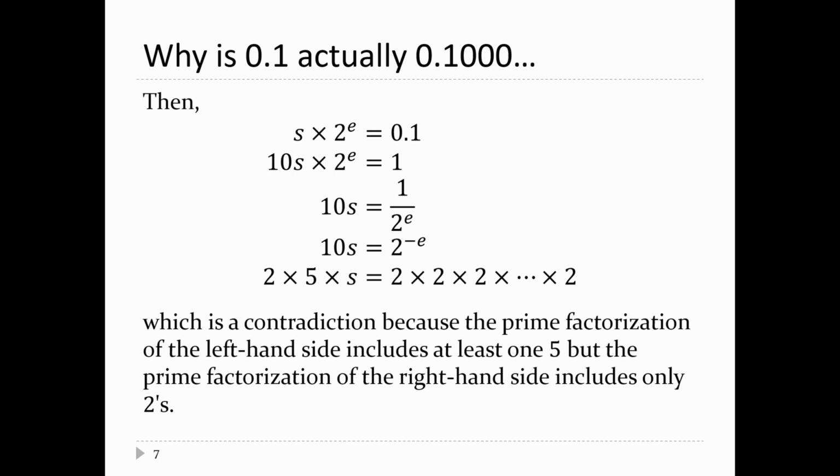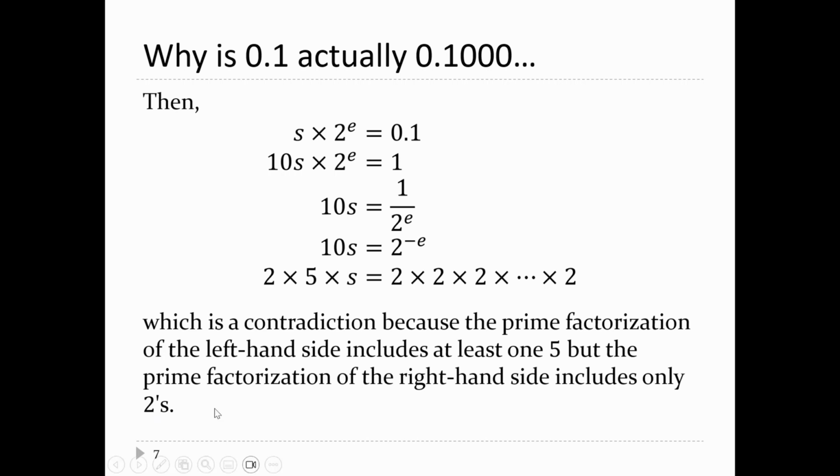So on the right-hand side, the prime factorization is all 2s. I've got something that's all 2s. On the left-hand side, the prime factorization includes at least one 5. Therefore, there is no way that I can find an integer value s such that this equation is true. There's no way to make the prime factorizations of both sides equal.